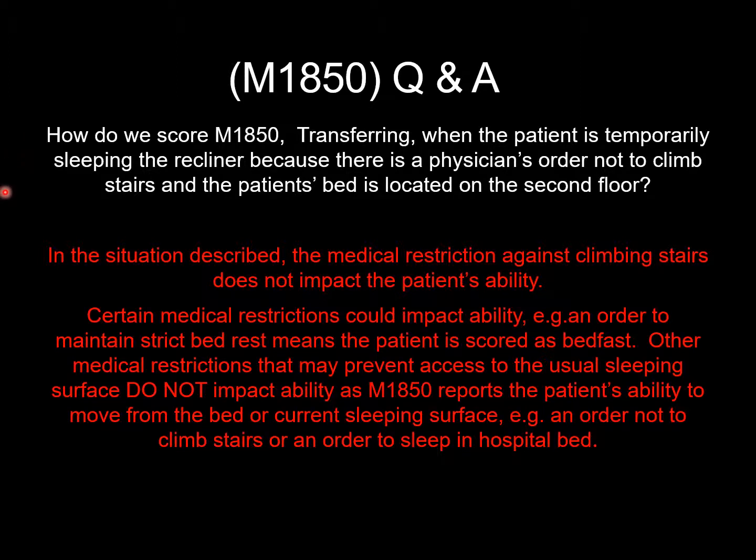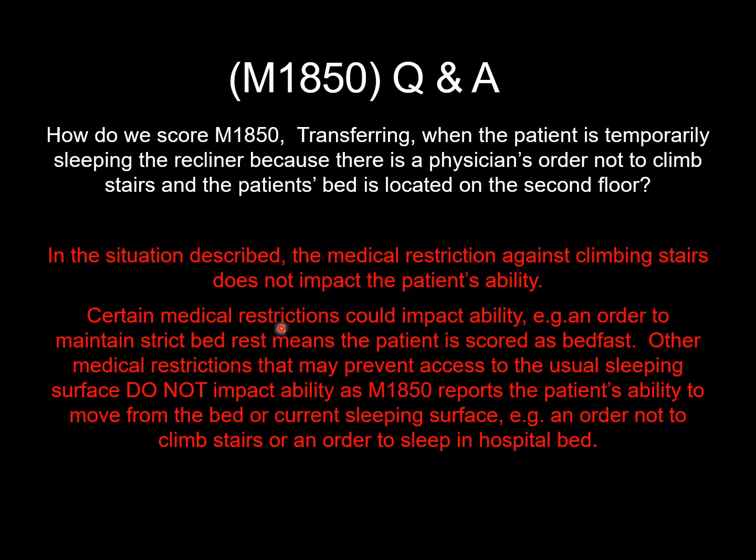How do we score 1850 when the patient is temporarily sleeping in a recliner because the doctor has an order not to climb stairs and the patient's bed is located on the 2nd floor? In this scenario, you have to look at the medical restriction and determine whether the restriction is specific to the condition or does it really change the person's ability in relation to transferring. In this case, the restriction on climbing stairs wouldn't necessarily impact the person's ability to transfer from a supine to sit position. In this case, you would look at where they're transferring from at the downstairs level.